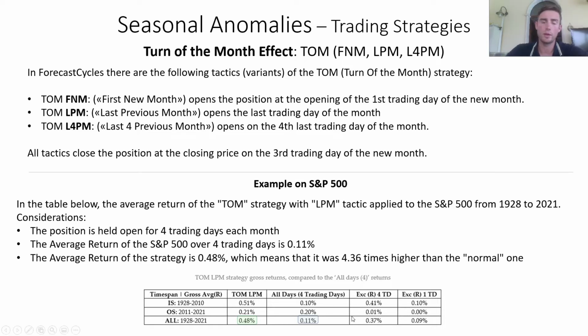Just notice one thing in this table. In the in-sample period, the excess return, so the anomaly, is much bigger than in the out-of-sample period. It can be a symptom that the anomaly is vanishing, even if the difference in the entire period is very big.